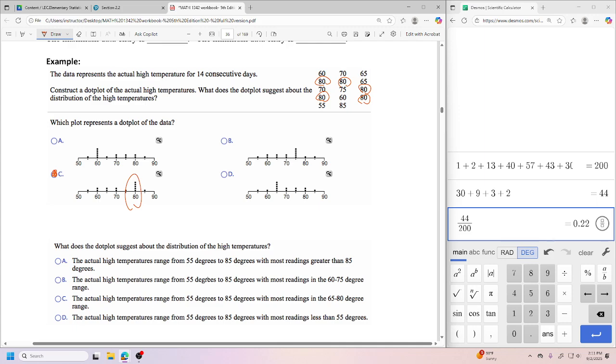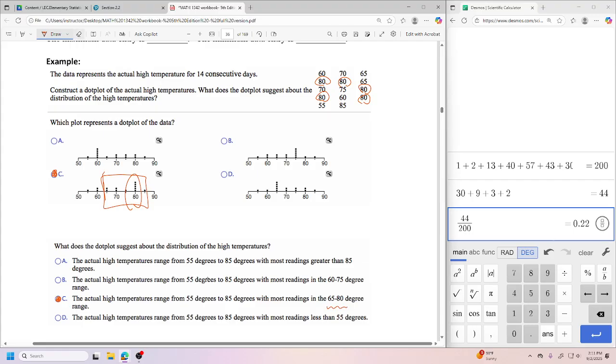They almost all look the same, don't they? Say it out loud. You got it. C, exactly. But let's talk about it. So it says most readings are from 65 to 80. So look, 65 to 80.